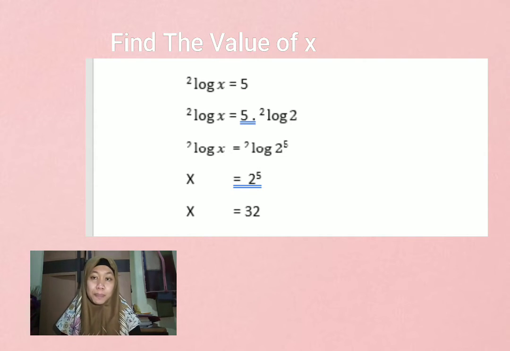Next, about logarithm. The solution of number 1, we find the value of x. So log x to the base of 2 equals 5 can be log x to the base of 2 equals 5 times log 2 to the base of 2. Can be log x to the base of 2 equals log 2 raised by 5 to the base of 2. So x equals 2 raised by 5. So x equals 32.